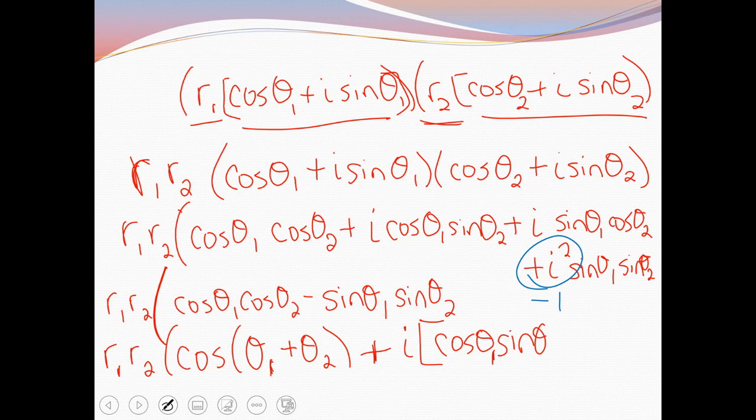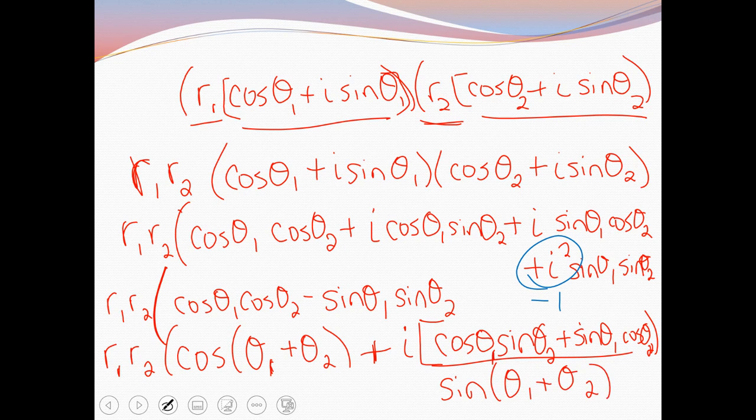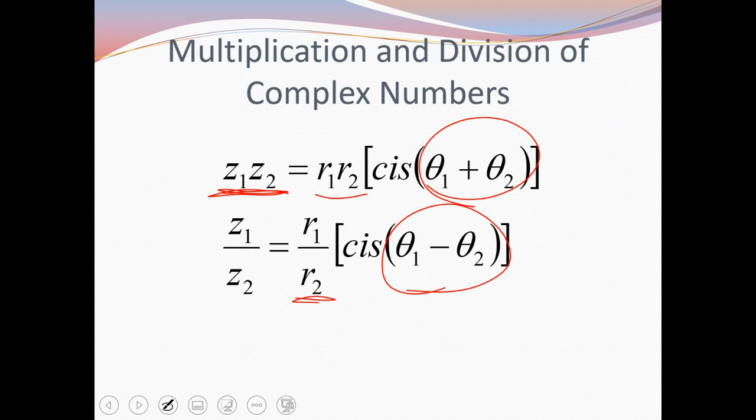Cosine 1, sine theta, plus sine theta 1, cosine. The sine goes sine, cosine, cosine, sine. So this all gets replaced with sine of theta 1 plus theta 2. In the end, it goes back to this formula.